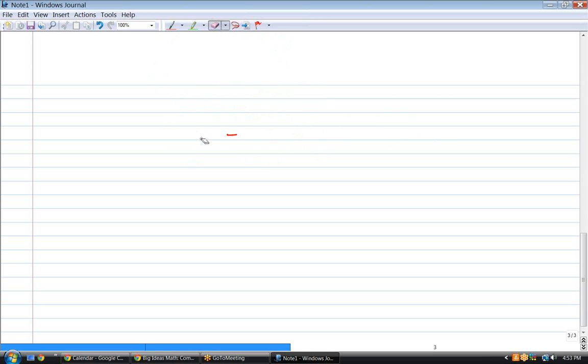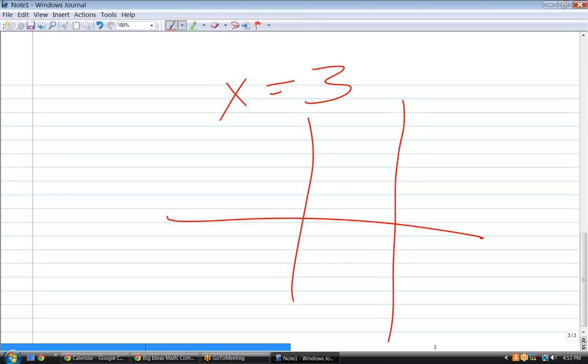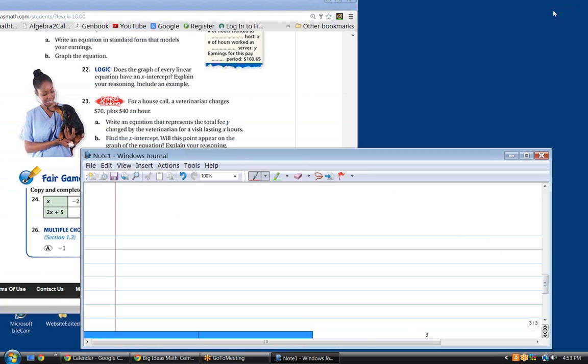And likewise, not every linear function has a y-intercept. That is a vertical line. Okay. So actually I was wrong earlier when I said every linear function has an x and a y intercept. Those are two examples of where they don't.